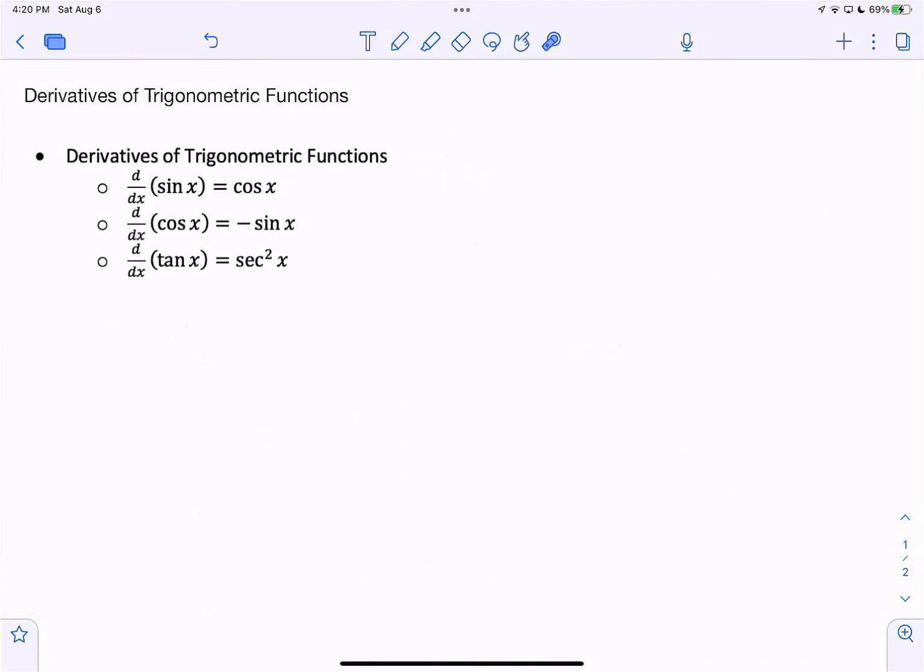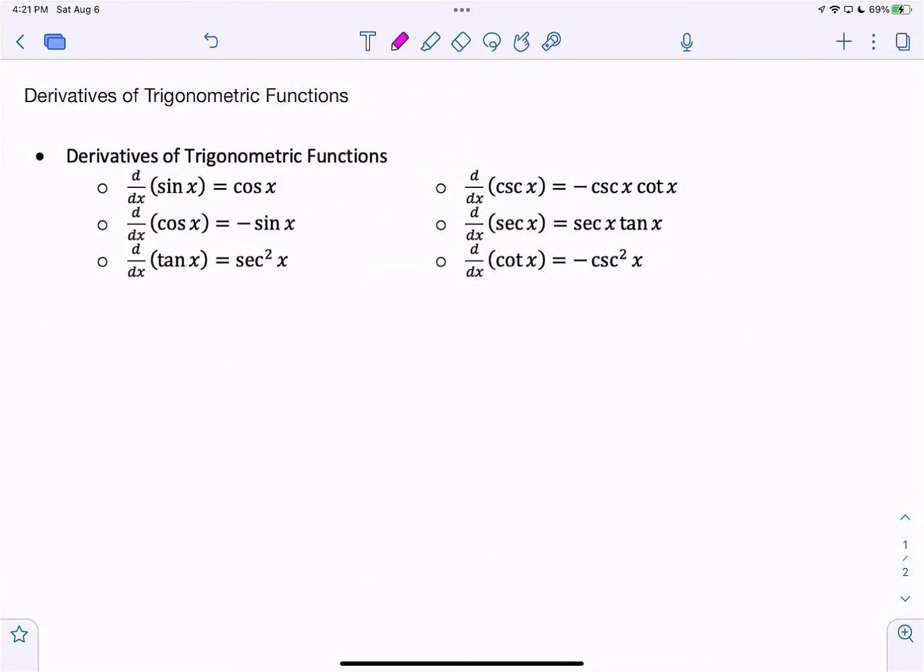Let's keep going. The derivative of the tangent of x is the secant squared of x. We're going to see where the differentiation rules for the sine function and the tangent function come from in a video later in this series. Let's keep going. The derivative of the cosecant of x is equal to negative cosecant of x times the cotangent of x. The derivative of the secant of x is the secant of x times the tangent of x. And the derivative of the cotangent of x is the negative cosecant squared of x.